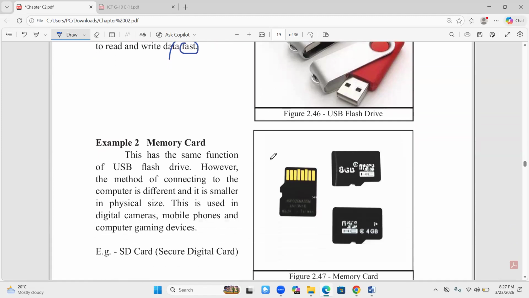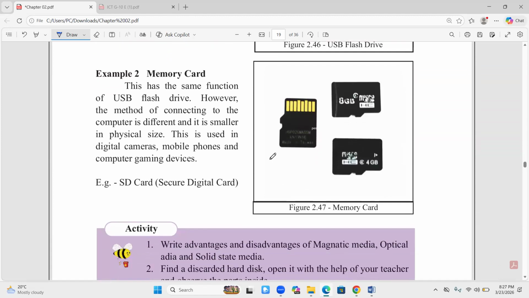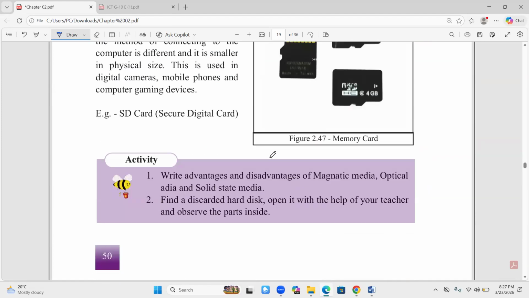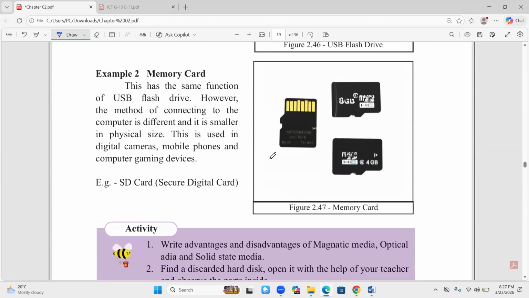And the second category of solid state device is memory card or memory chips. You know that SD cards are used in mobile phones, and in some other devices also we have this memory card. So these are the three main categories of secondary storage devices. The first one is magnetic storage device, the second one is optical storage device, and the third one is solid state devices.